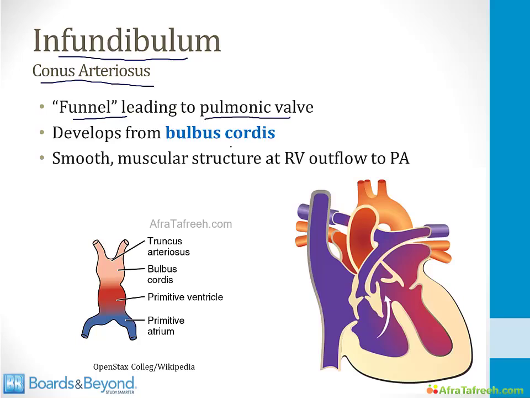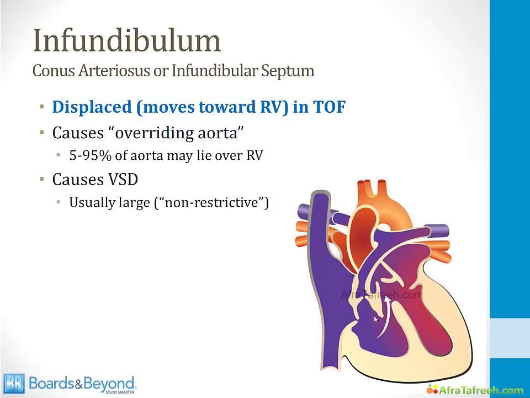It develops from the embryologic bulbus cordis, which is shown at the bottom of the screen here in the heart tube, and it is a smooth muscular funnel-like structure that leads out of the right ventricle towards the pulmonary artery. The entire problem in tetralogy of Fallot is caused by a displaced infundibulum which moves towards the right ventricle. If you look at this cartoon on the screen here, this is the infundibulum here, and it's been moved this direction toward the right ventricle.